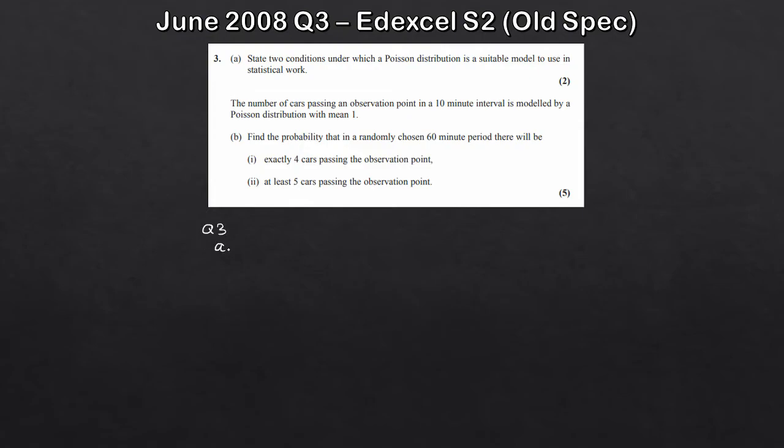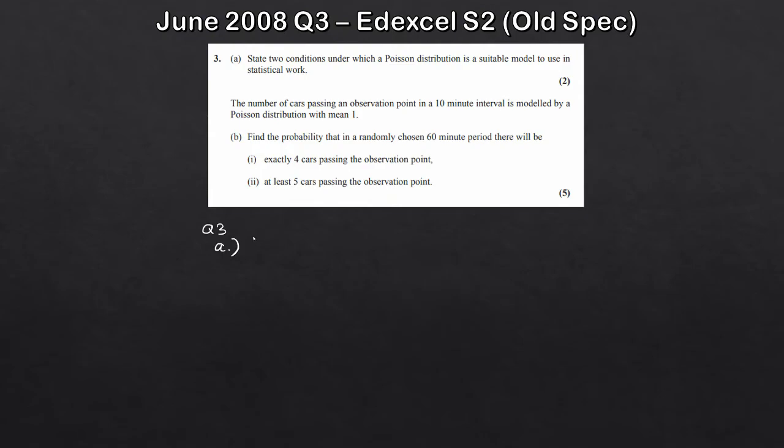So question 3A. It just says state two conditions under which a Poisson distribution is a suitable model to use in a statistical work. So what are the two conditions that we need to be thinking about? Well, one condition is that the events occur at a constant rate. Like we said in the beginning of this video, it's always under a constant time frame, so every 10 minutes, every hour, every day, something like that.